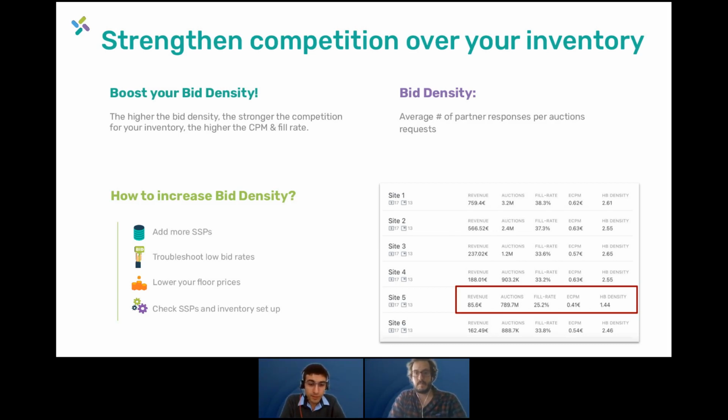The reasoning is the following. Make sure your header bidding density is high. Just to give you maybe one point of reference, one benchmark, we have found that when you get over 3 in terms of header bidding density, it usually stops becoming an issue, because you have maybe more than 90% of the auctions that are filled, and it stops making it so that your eCPM is lower than what it could be.